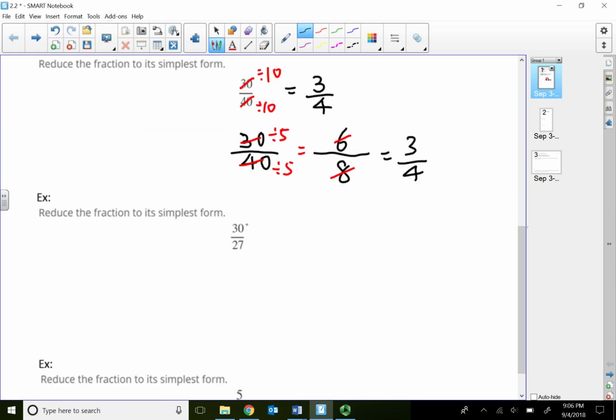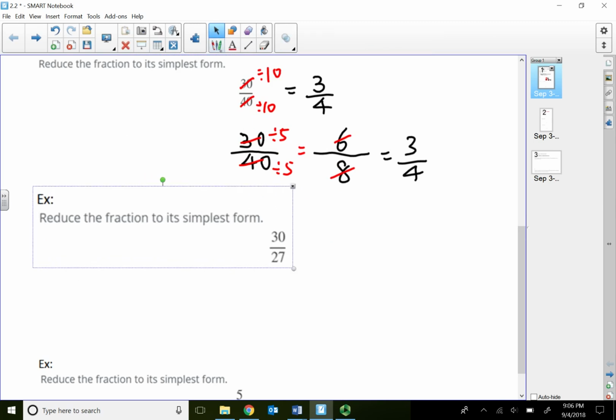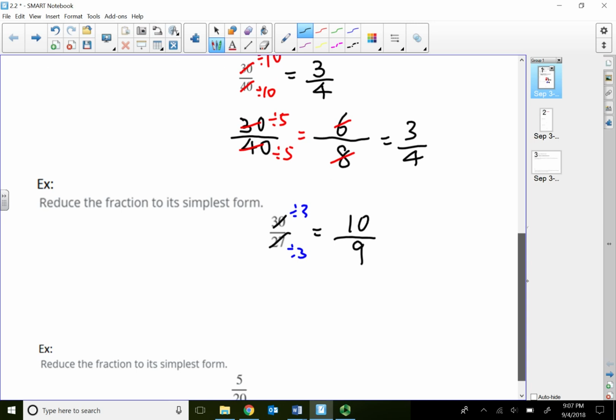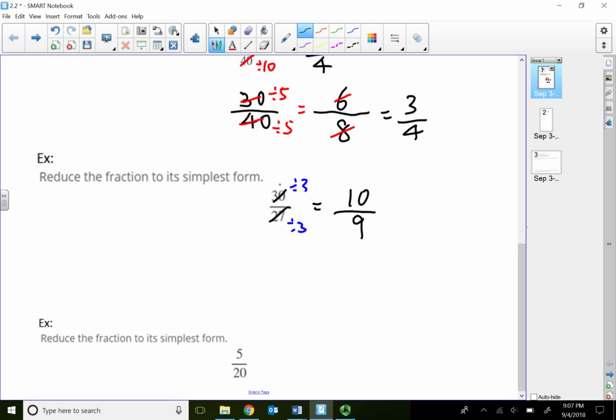All right, 30 over 27. Reduce 30 over 27. I recognize 30 and 27 are on the multiplication table of 3. So if I reduce the top and the bottom by 3, that will give me 10 over 9. Even though this is an improper fraction, we can actually leave it like this. Some of these problems will tell us to convert into a mixed number.